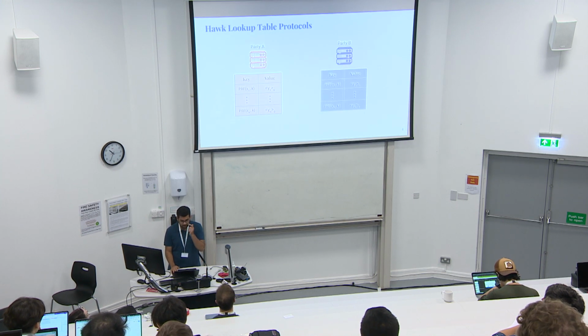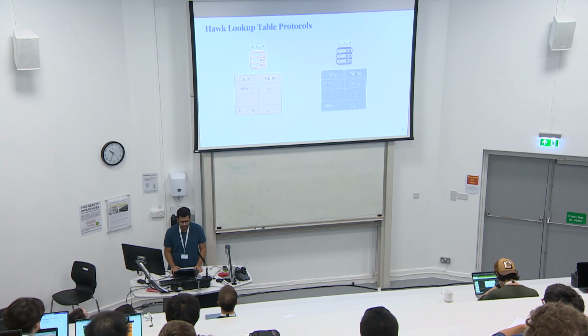So let's look at how our Hawk lookup table protocols work. We have two parties, party A and party B, and each will be given a lookup table as a result of the offline pre-processing phase.